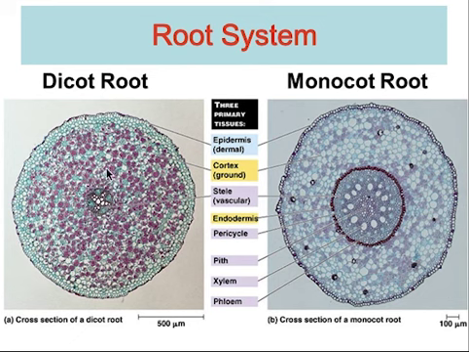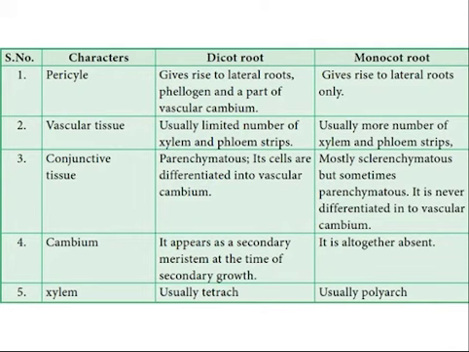cortex ground tissue is quite different in dicot compared to monocot, and also the vascular system here is like a cross, but the vascular system in monocot is more scattered around. And this table shows there are 5 typical character differences in dicot and monocot roots that you need to be familiar with.